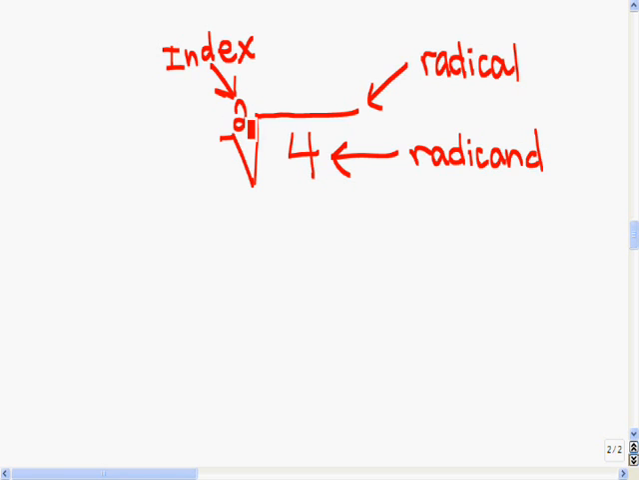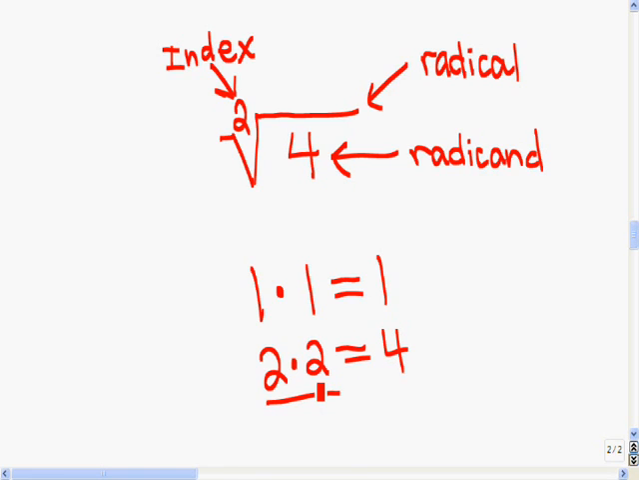The index tells you that you need to find the number that when you multiply it times itself gives you 4. So since we've got radical 4 with an index of 2, we need to find a number that when we multiply it times itself twice gives us 4. One thing we can do is start with the number 1 and multiply 1 times itself to see if we get 4. 1 times 1 equals 1. 2 times 2 equals 4. There we go. We just found it. The answer to this problem is 2, because the number that when you multiply it times itself gives you 4 is 2.